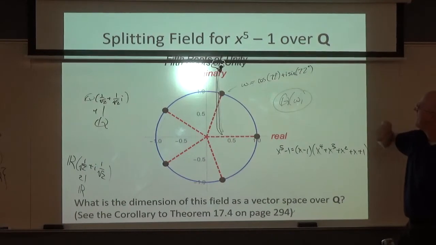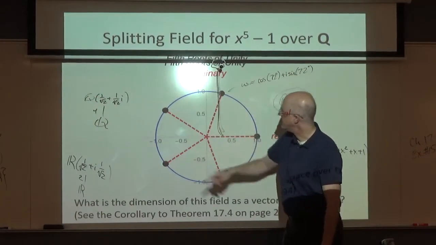Those elements would be 1, omega, omega squared, and omega cubed, as written.